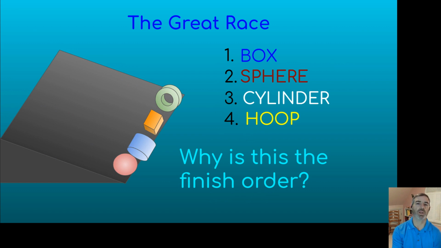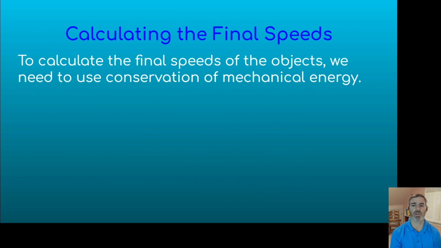So what we're going to do is calculate the final speeds of each of these objects. And the faster it's moving at the bottom, that means the less time it took to get to the bottom. So to calculate the speeds, we're going to use conservation of mechanical energy, which means we're going to draw energy bar charts.